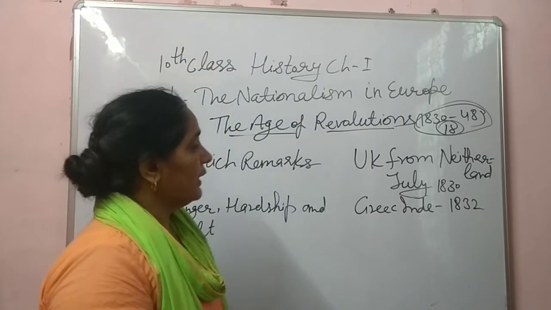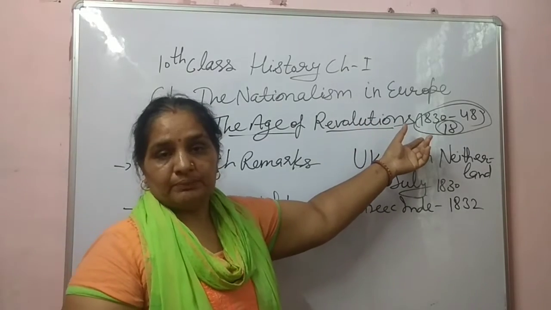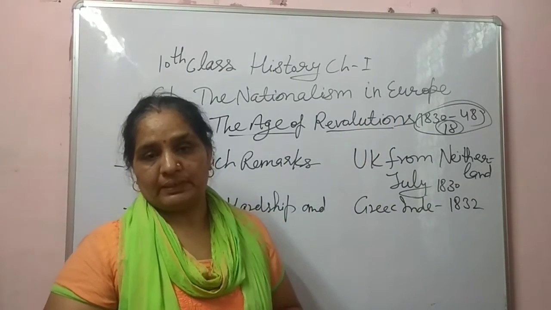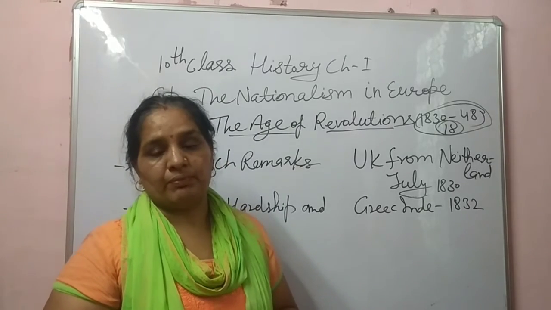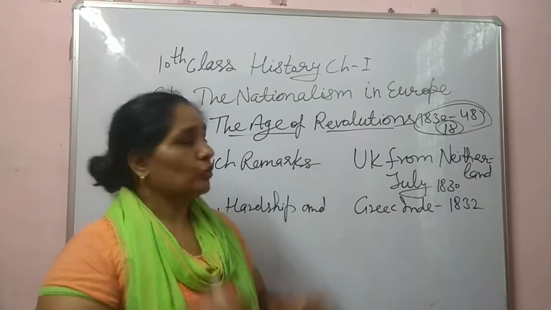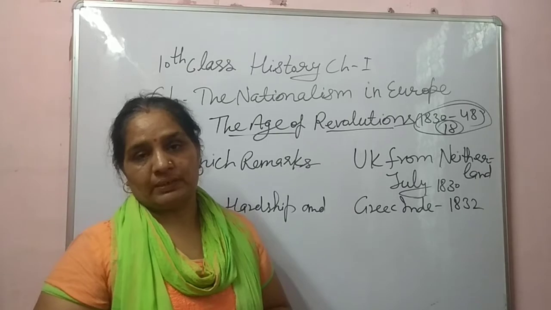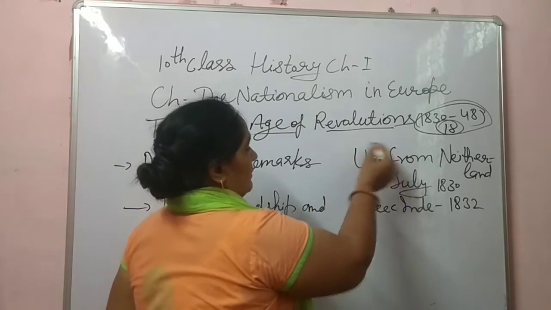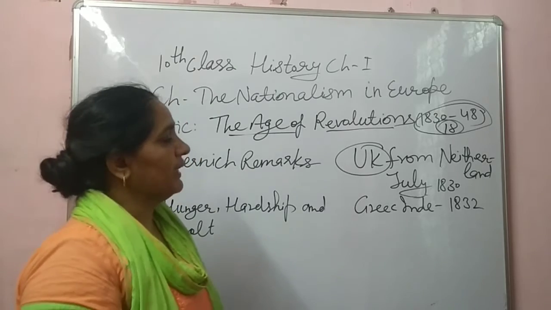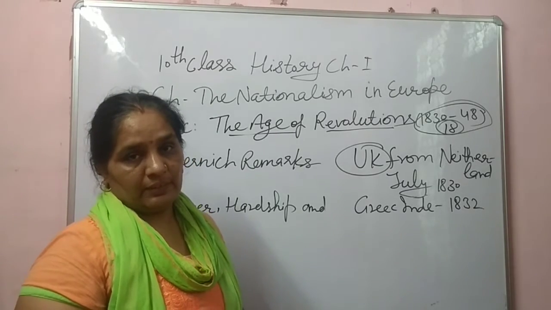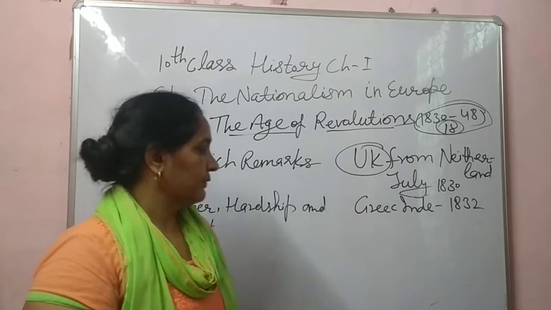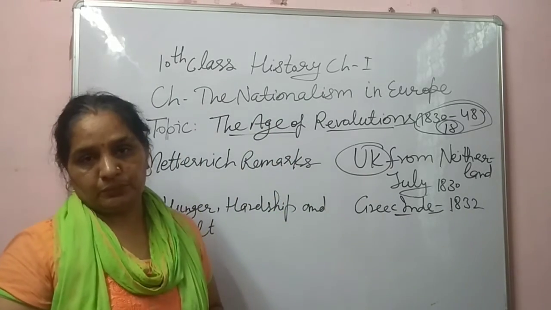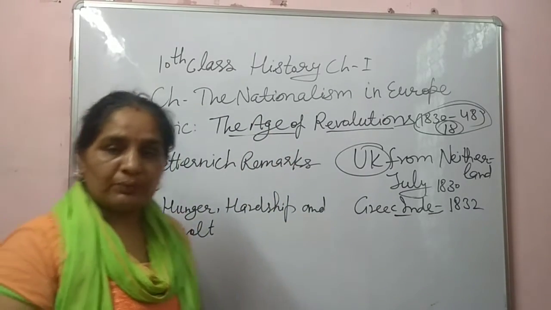So, in July 1830, the liberals, who were in favor of power sharing and of a government formed by the common people, replaced the Bourbon dynasty ruler. And Belgium separated from the Netherlands in 1830, and Greece got independence in 1832. So, listen to me carefully.